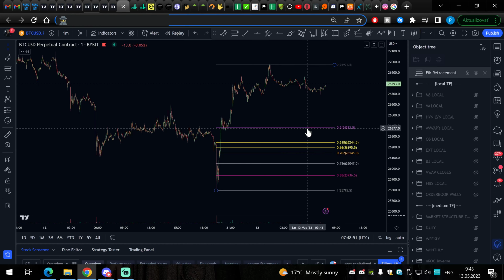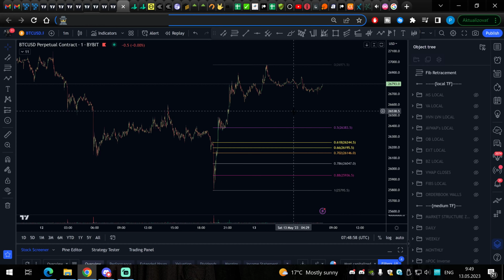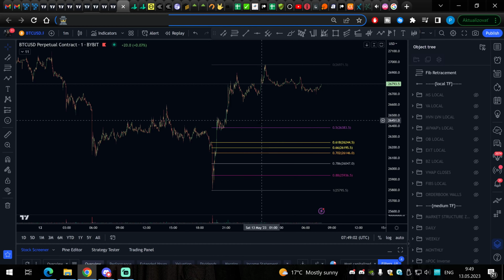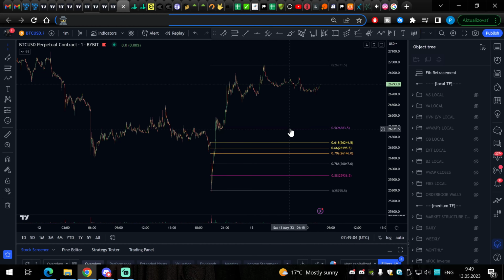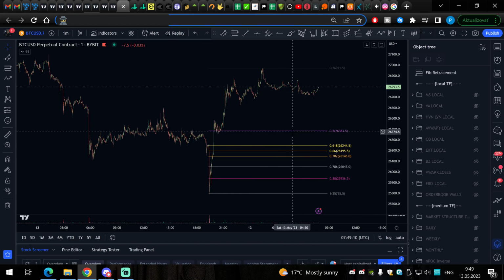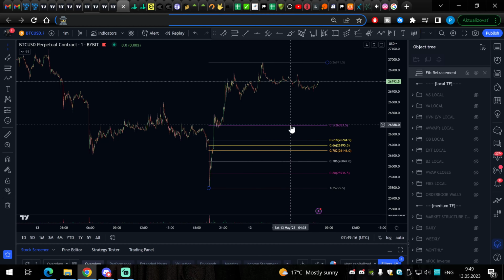It's also that if you lose 0.5, then it's pretty likely you will go to the golden zone here, or even to the lower levels. So for ideal trend continuation, you want to hold the 0.5. But I will be turning off 0.5 as well, because now we want to focus on our golden zone.